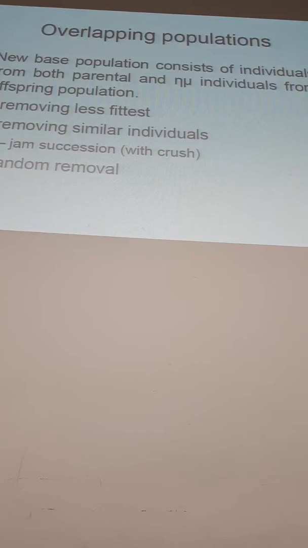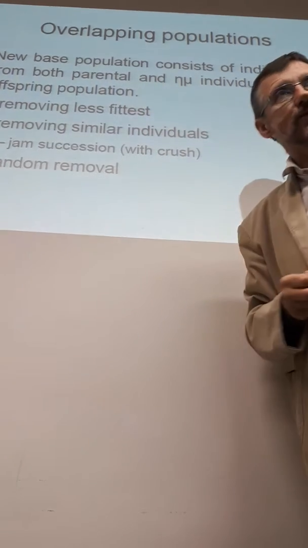So for example, we take 10 individuals from the parental population, and we have to decide, because population size is constant. So we generate a number of individuals for the offspring population, and to add new individuals we have to remove something. So we have a choice. First, remove the worst. Second, remove a randomly chosen individual. And the last one, we can remove similar individuals.